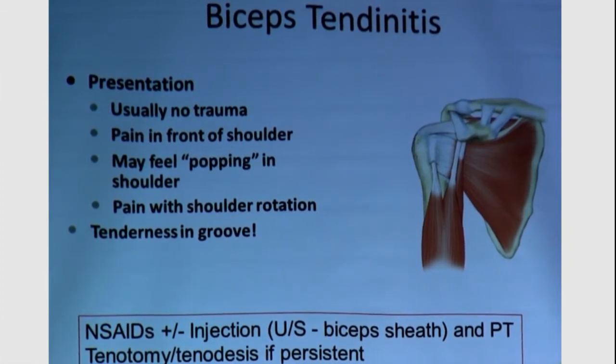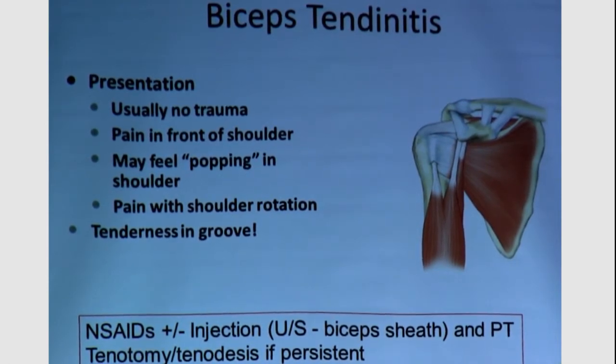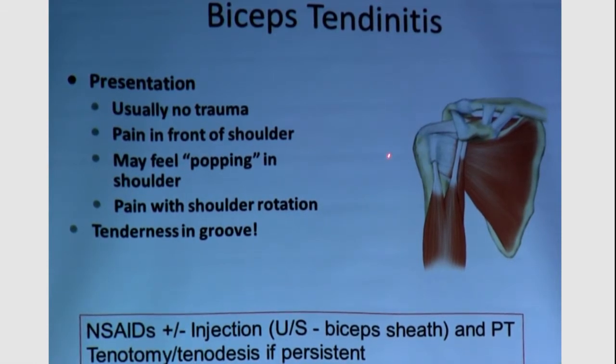And then if we do need to do a surgical procedure, there are two types of procedures that you can do to address the biceps tendon if it's a problem in conjunction with rotator cuff problems. That's either a tenotomy, where I just cut the tendon and take it out of the shoulder joint so that it's no longer living in the shoulder.